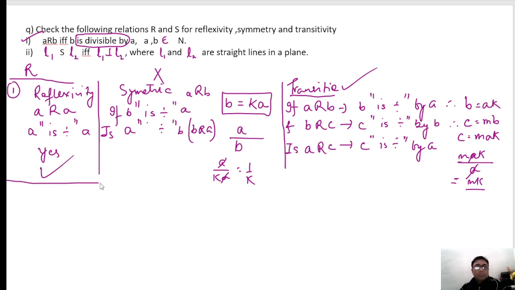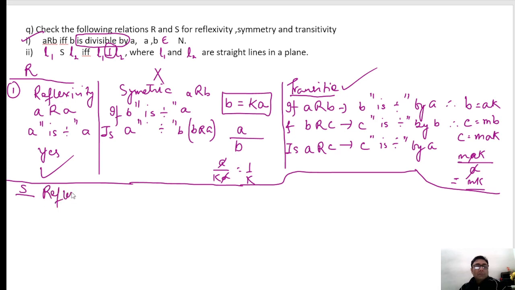Next, come to the second part, which is about S. So for S, let us check the reflexivity. What is S? L1 S L2 if L1 is perpendicular. See what condition is given: perpendicular. Okay. So first let's check the reflexivity of S. L1 is perpendicular to L1. Is this possible? In reflexivity we take the same thing on both sides. In between we give the condition and take the same on both sides. So is a line perpendicular to itself? No, it is not possible. So this will not be reflexive.